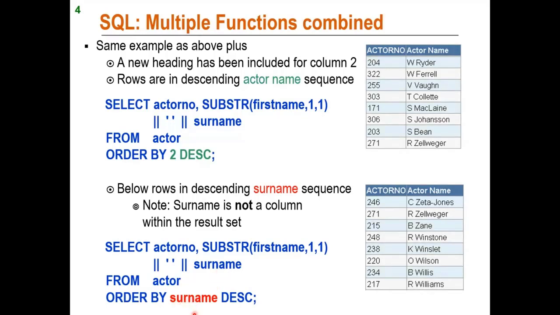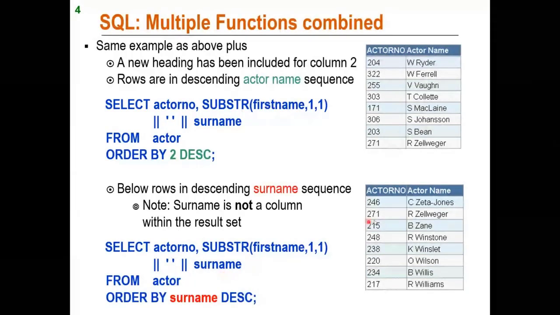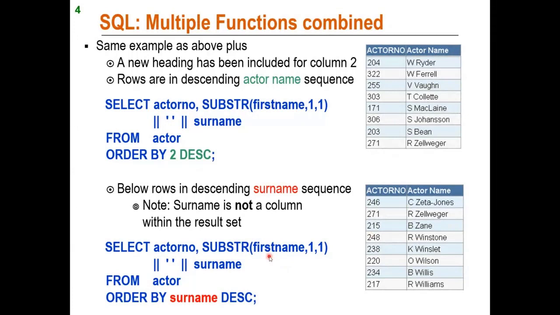So I can specify any column name. In this case you can see the second column, which the substring produces, actually contains two columns, right? First name and the surname, right? So this initial is coming from the first name column anyway. So in this case, I use the name of the column in order to arrange it accordingly. Okay.